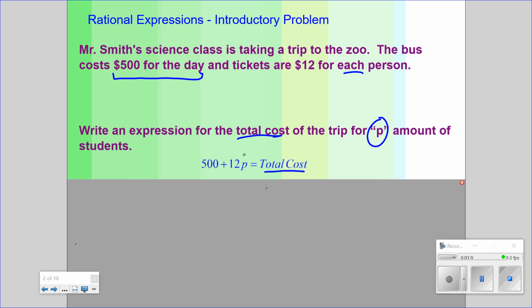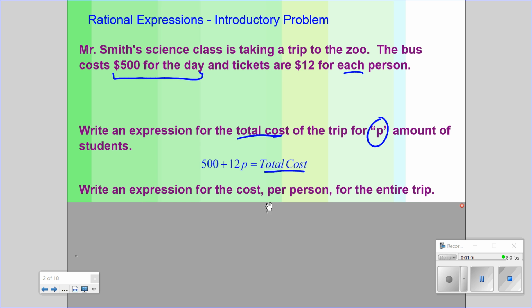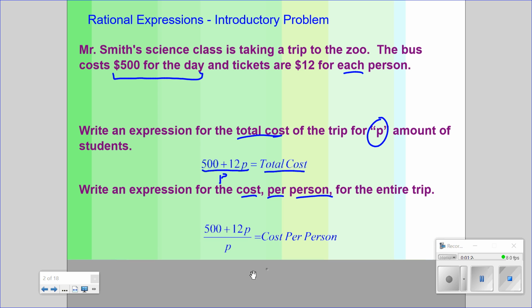Now, this is not a rational expression. However, if we then wanted to calculate the cost per person individually for this entire trip, then each person's got to pay their fair share to go on the trip, meaning that we could divide this entire expression that represents the total cost for the trip by the number of people going on the trip. And this would calculate how much each individual person would have to pay. This right here is an example of a rational expression.